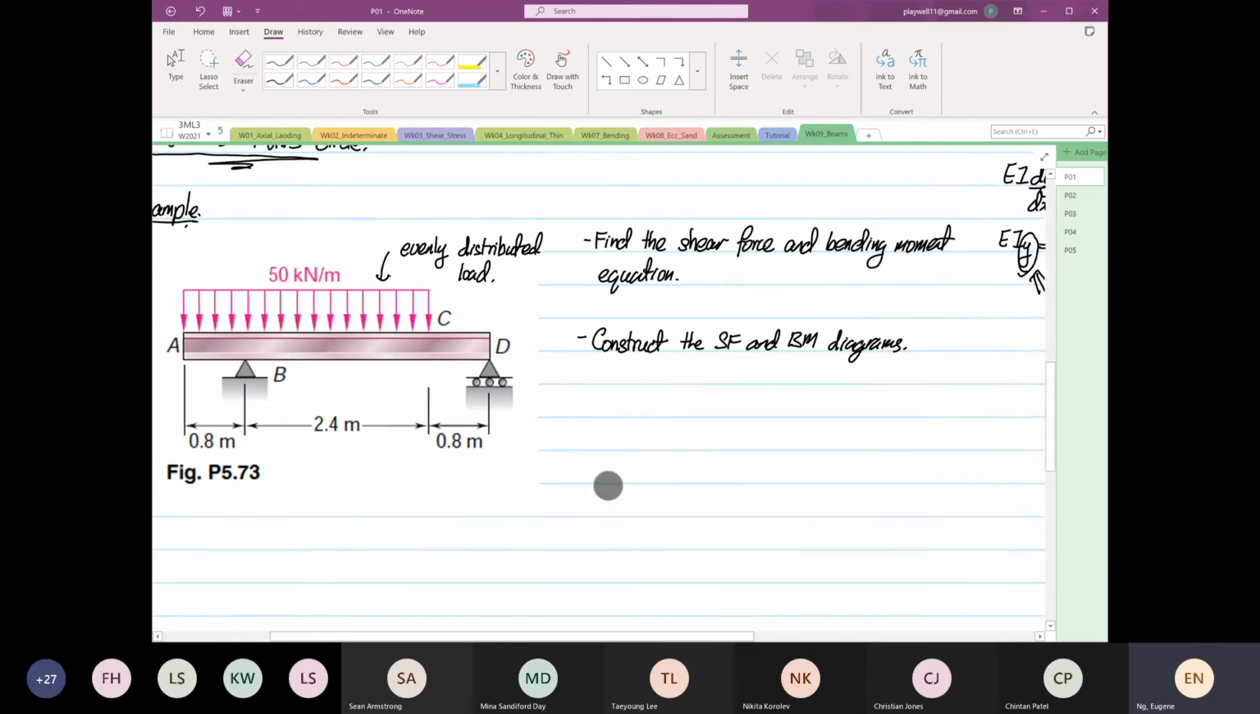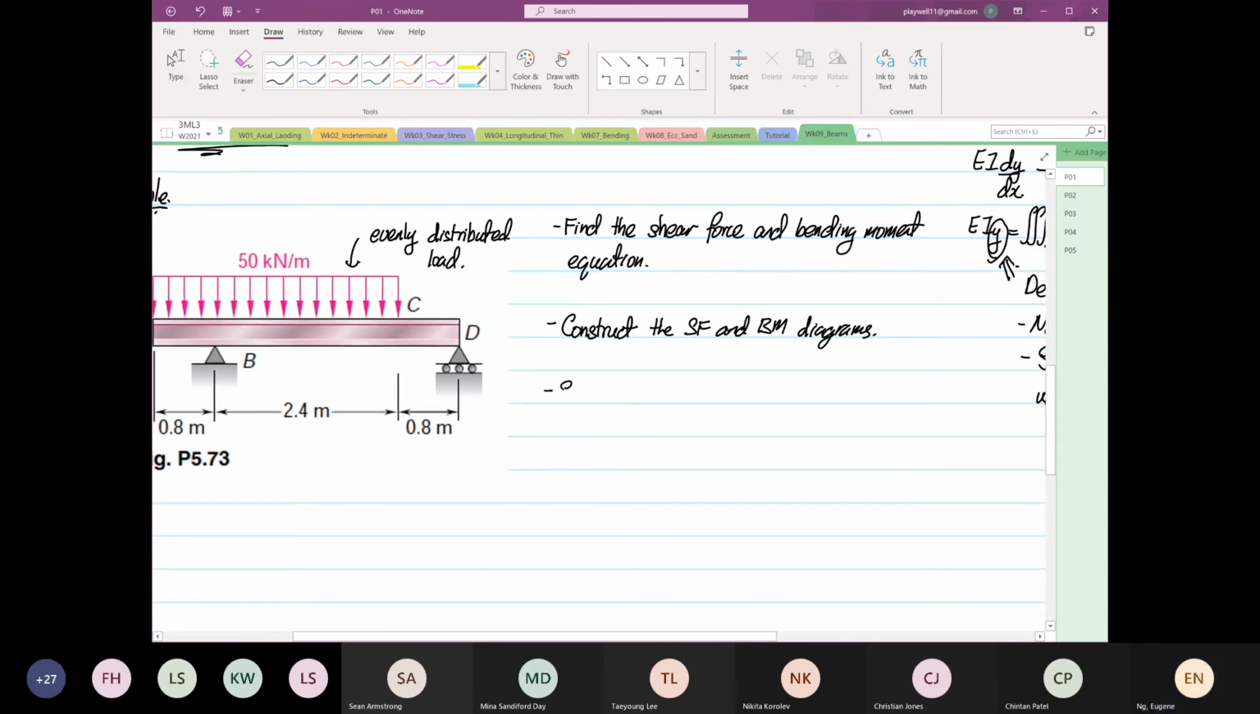Then finally, we're going to select the beam based on bending moment only, like what I mentioned before.